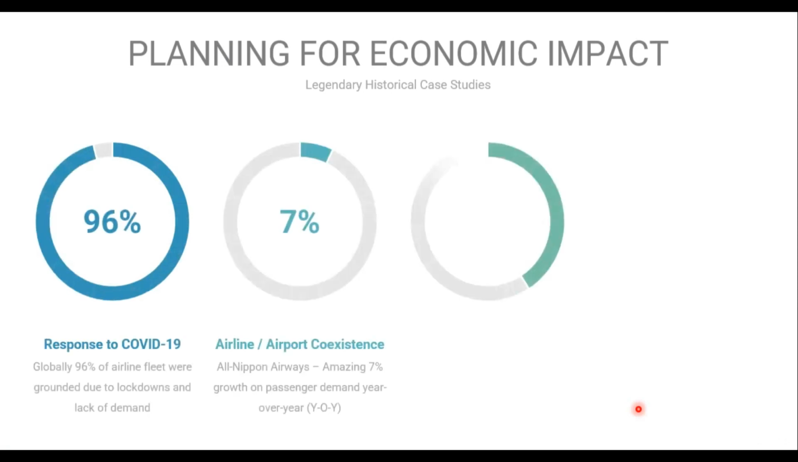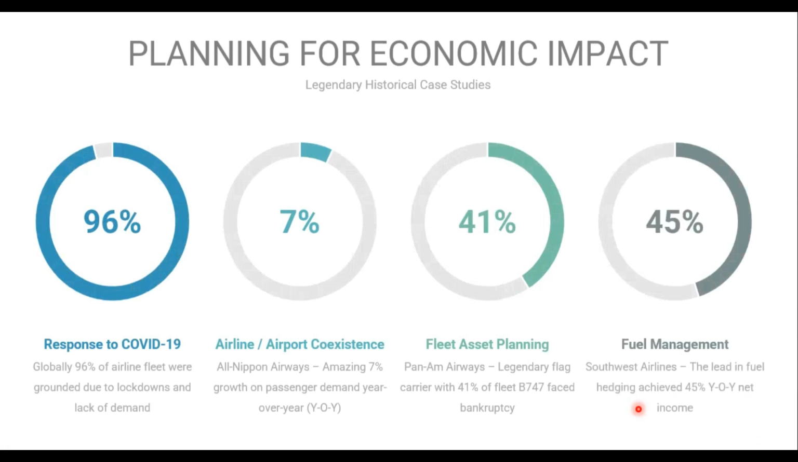Let's tackle some statistics around this topic. We say that 96% of the airline global fleet was grounded in 2020 due to COVID. And we say that a 7% rise of the passenger demand happened with All Nippon Airways in Japan a few years ago through an airport-airline coexistence between one of the airports in Japan and All Nippon Airways. So these are some insights about successful and failure stories, and we will start our conversation from these statistics.